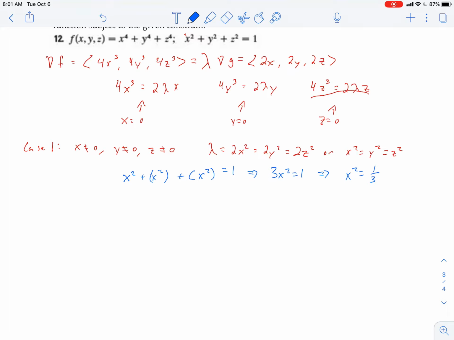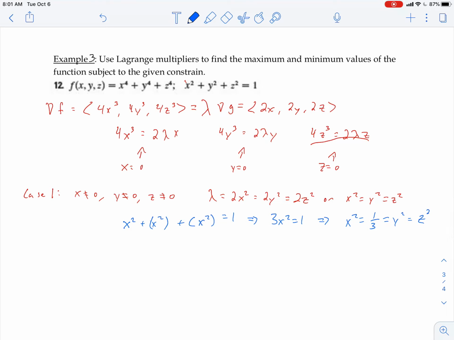Well, if x squared is equal to 1/3, that means also y squared is equal to 1/3 and z squared is equal to 1/3. And if we actually solve all this out, it's going to give us 8 points. And they're all going to equal the same value. So if x squared equals 1/3, y squared equals 1/3, and z squared equals 1/3, and it's plus or minus, when we plug it into our function, we're going to get 1/3 squared plus 1/3 squared plus 1/3 squared. That's going to give us 3 over 9, which is going to give us 1/3.